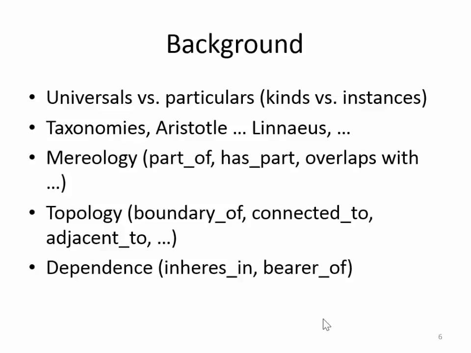So a universal is a general category, something like mouse or human being or table or planet. And a particular is an instance of a general category. This particular mouse or that particular human being or these particular planets which make up the solar system. BFO is about universals, but it applies to all the instances of those universals because they are instances of those universals. My view is that all ontologies should be about universals.